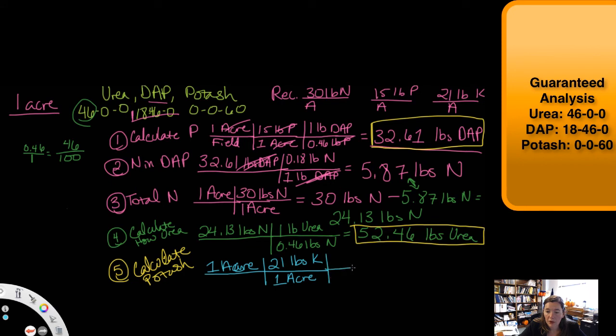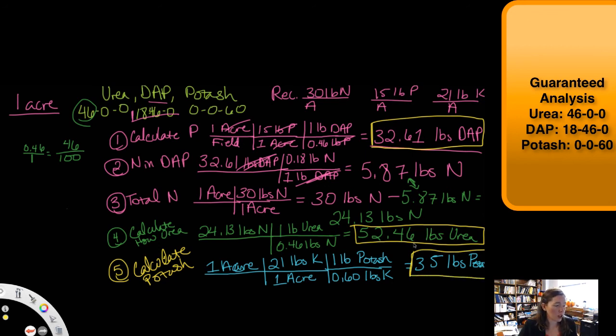And then we need that conversion factor for how much potassium is in a pound of potash. And so in 1 pound of potash, there is 0.60 pounds of K. And that's it. So we'll do 1 times 21, and then we're going to divide that by 0.6. So we need to purchase 35 pounds of potash. So that's it. We're done. We finished that entire problem.